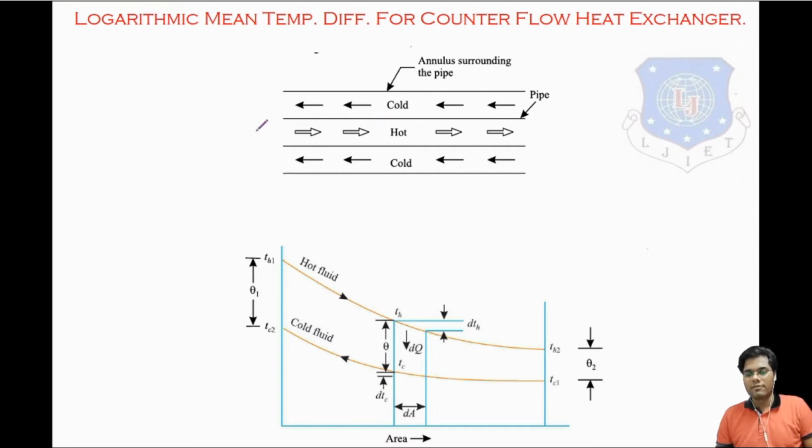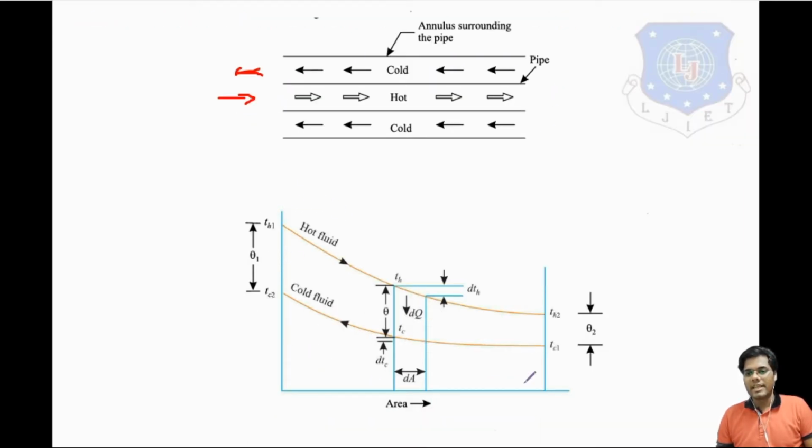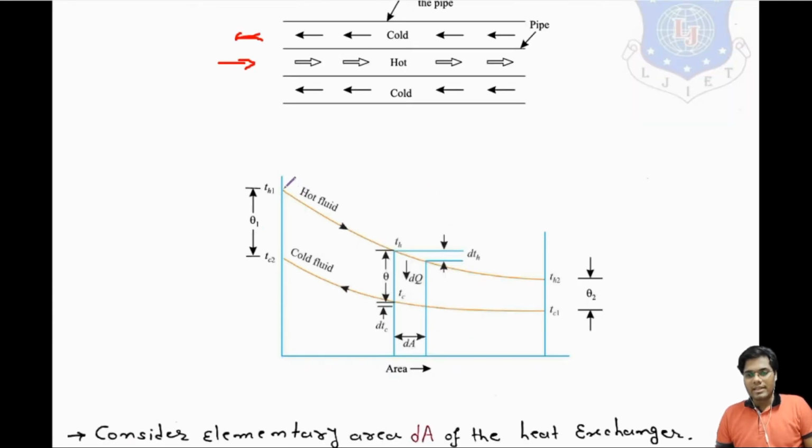So we can see that from this flow arrangement that hot fluid is flowing in this direction and cold fluid is flowing in just the opposite direction. So this is the flow arrangement of a counterflow heat exchanger. Based on this flow arrangement, if we draw temperature versus area diagram, we will get this kind of diagram where TH1 is the inlet temperature of hot fluid, TH2 is the outlet temperature of hot fluid, TC2 is the outlet temperature of cold fluid, and TC1 is the inlet temperature of cold fluid.